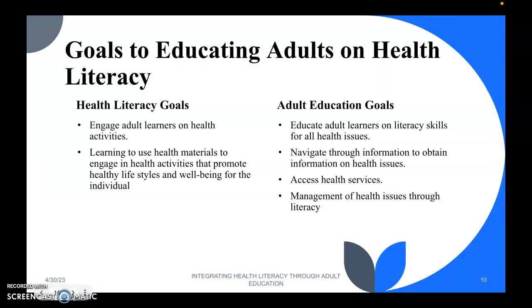Our goals for educating adults on health literacy. Health literacy goals: engage adult learners in health activities, learning to use health materials to engage in health activities that promote healthy lifestyles and well-being for the individual. Adult education goals: educate adult learners on literacy skills for all health issues, navigate through information to obtain information on health issues, and access health services and management of health issues through literacy.